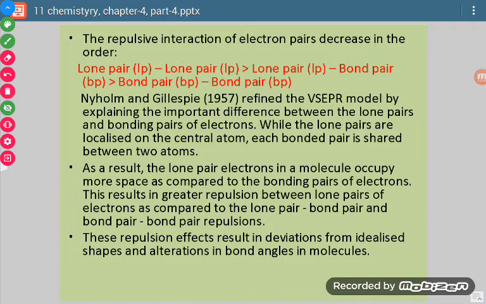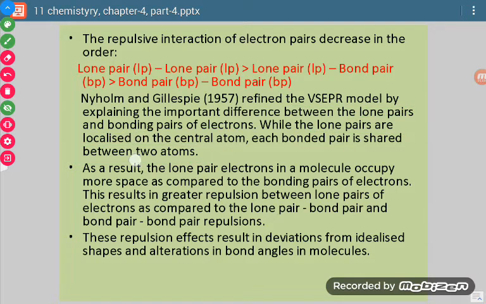Now Nyholm and Gillespie refined the VSEPR model by explaining the important difference between lone pairs and bond pairs. So what did they say? They said that lone pairs are localized on the central atom. Each bonded pair is shared between two atoms. So a lone pair will be on the central atom only, whereas bond pairs will be shared between two atoms.